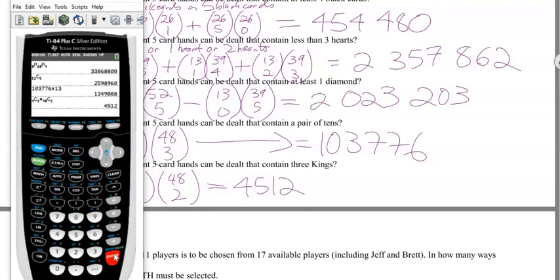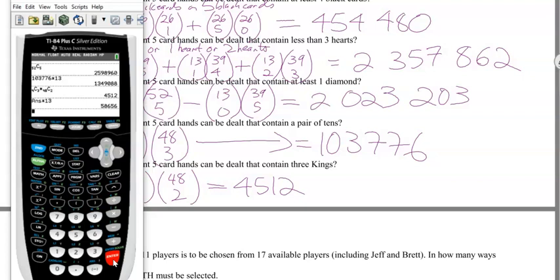So there's 13 ranks, right? We could have 3 kings, or 3 aces, or 3 twos, or 3 whatever. So it's 13 times this. So the number of 5-card hands that contain 3 of a kind is 58,656.